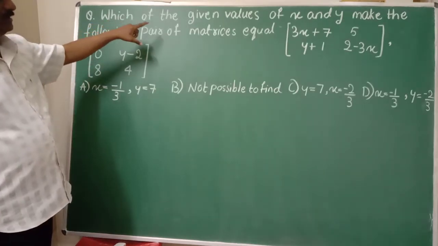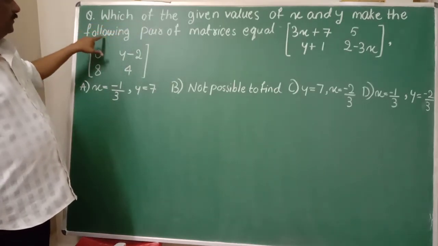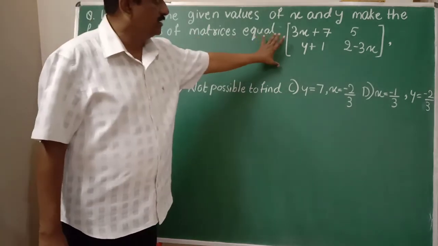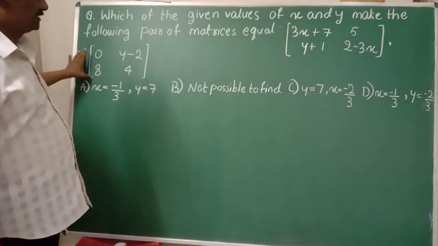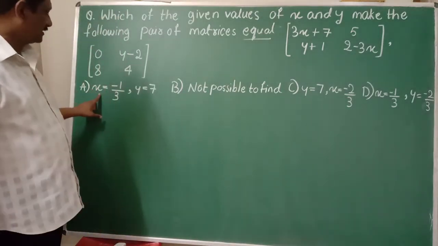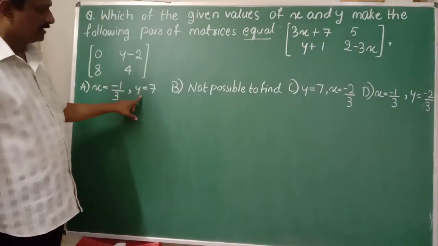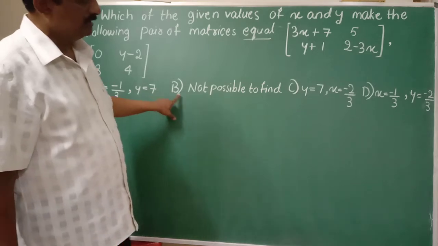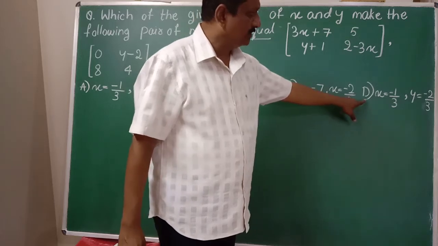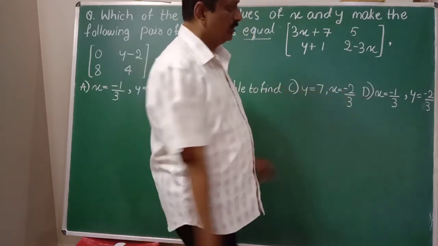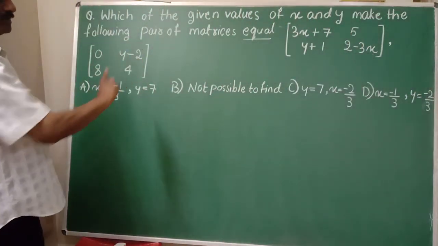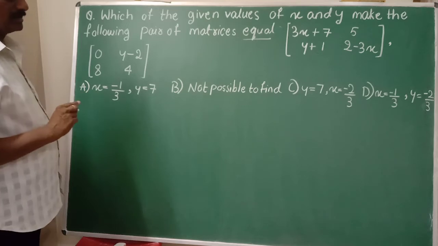Which of the given values of x and y make the following pair of matrices equal? So this is the first matrix and this is the second matrix, and these are equal matrices. First option, x equal to minus 1 by 3, y equal to 7. B, not possible to find; y is equal to 7, x equal to minus 2 upon 3. Fourth option, x equal to minus 1 by 3, y is equal to minus 2 divided by 3. Okay, so these are equal matrices, which means corresponding elements are equal.